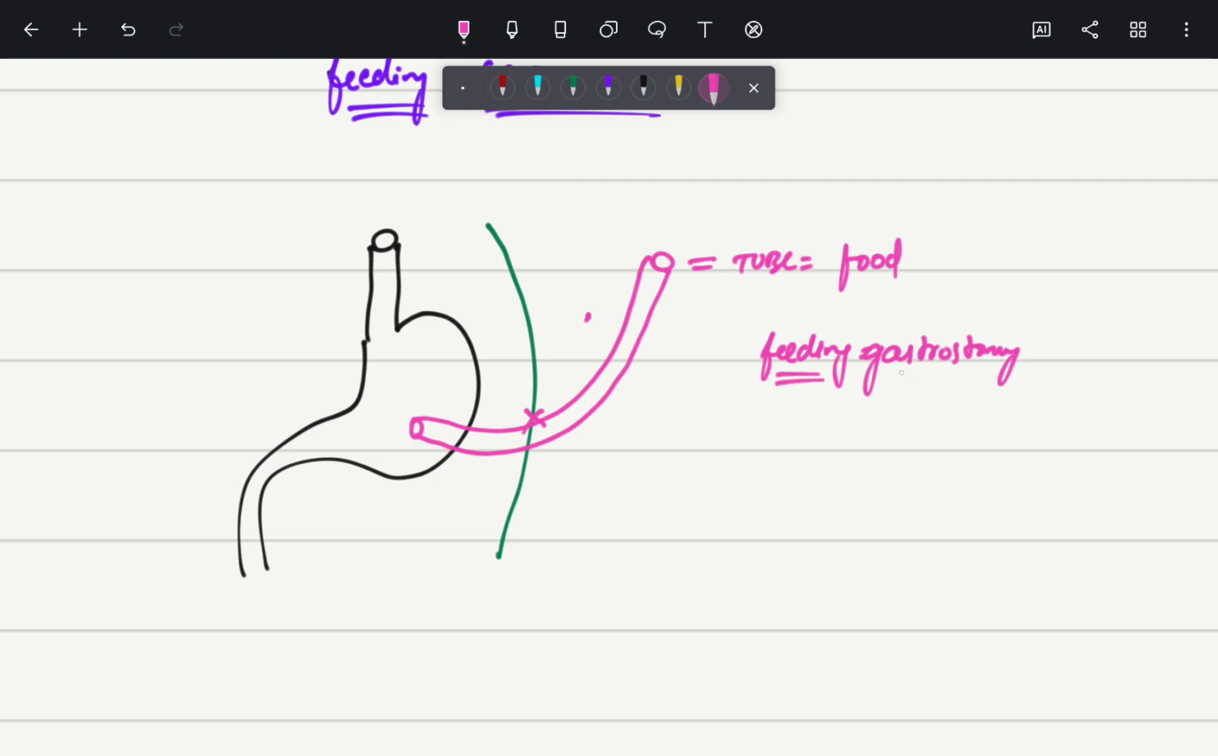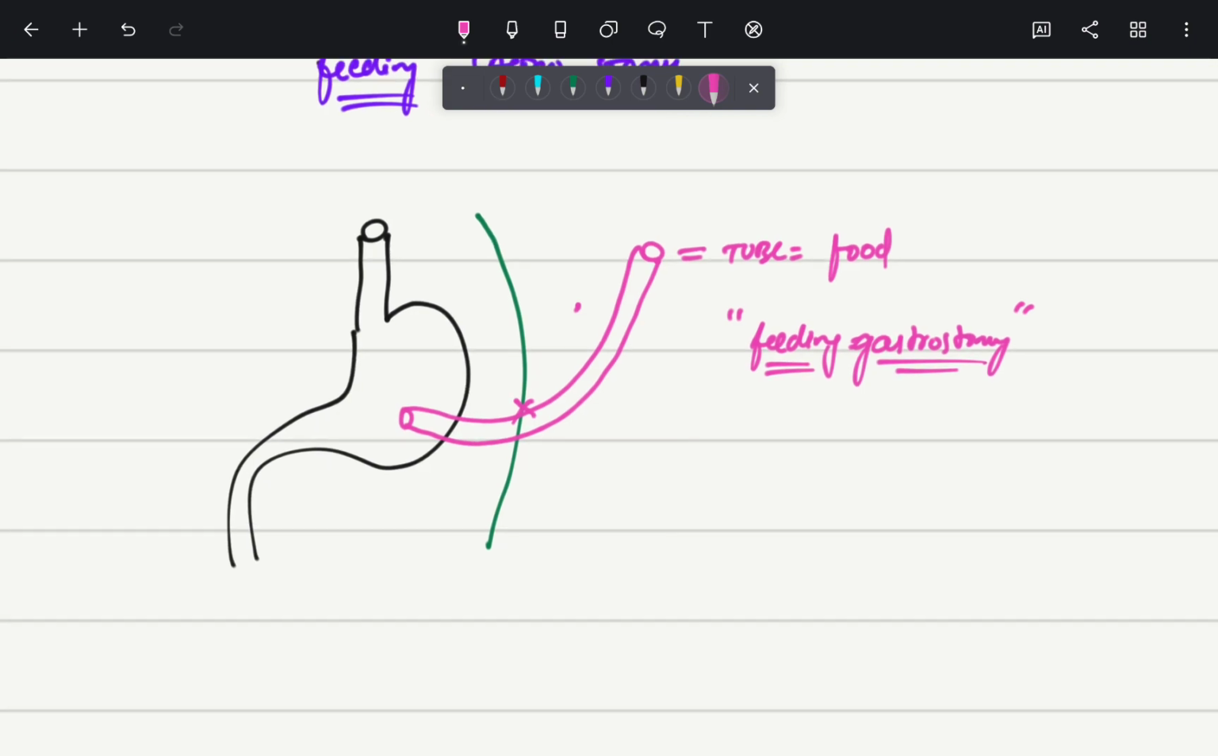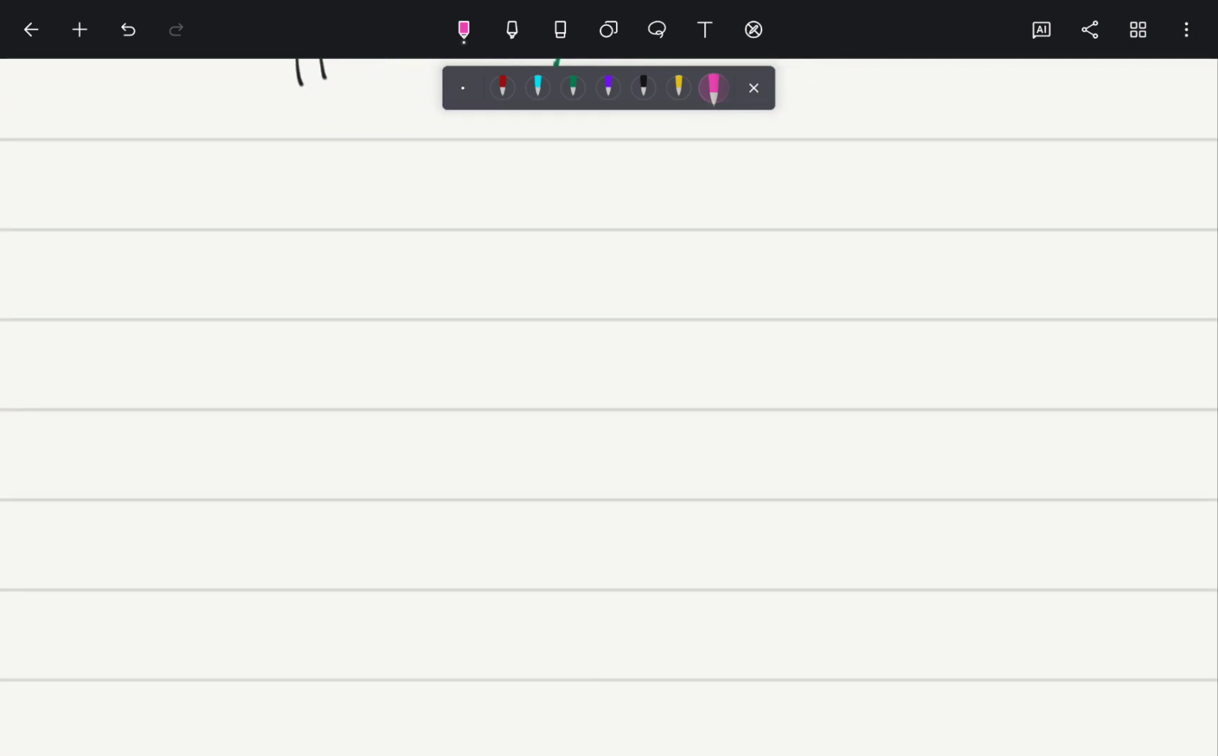So in feeding gastrostomy we are going to keep the tube in the stomach, and through that tube we are going to feed the patient. So it is called your feeding gastrostomy. The next thing is your feeding jejunostomy.